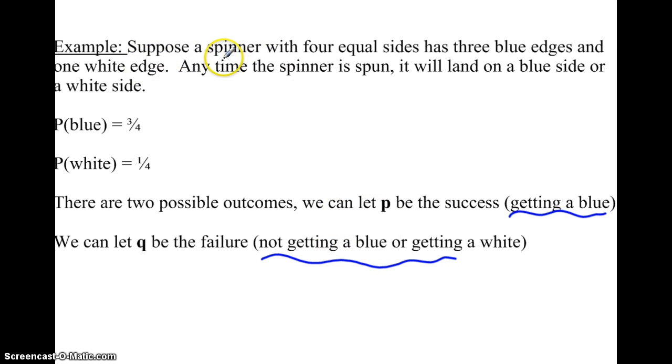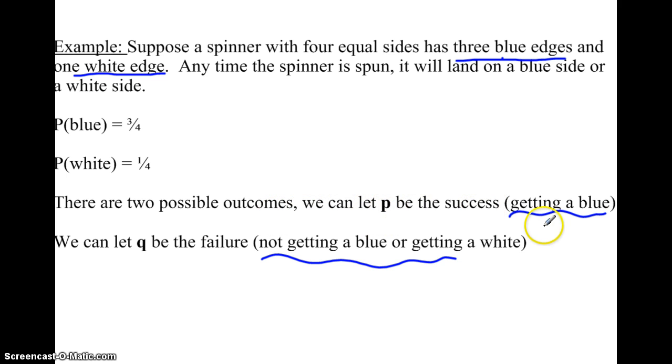But we're just going to take a look here at a spinner. It has 4 sides. They're equal. We're not weighting one side more than another. And you have 3 blue edges for the spinner, and you have 1 white edge. So out of 4, you are already recognizing that the probability of a blue side landing is 3/4, where the probability of a white side landing is 1/4. All right? 2 possible outcomes.